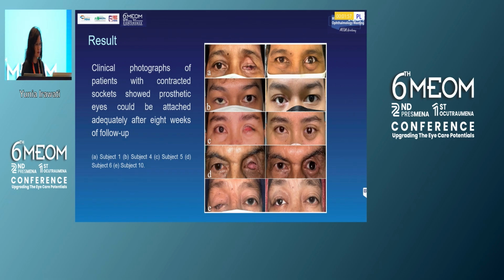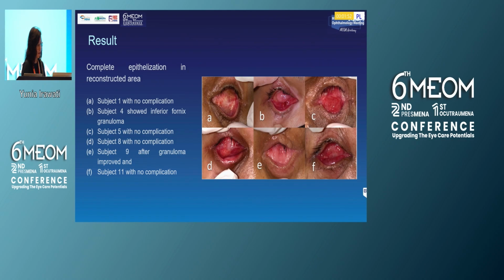This is a photograph before and after surgery. We can see here after the surgery, the conjunctiva epithelialized very well, and only a few patients, maybe 2 cases, had granuloma. But after we gave the steroid eye ointment, it could be resolved.